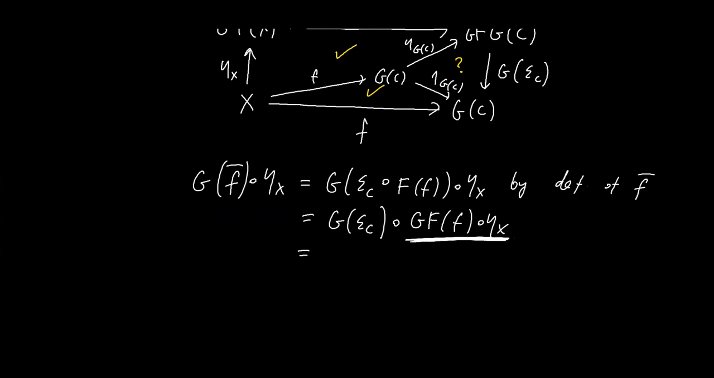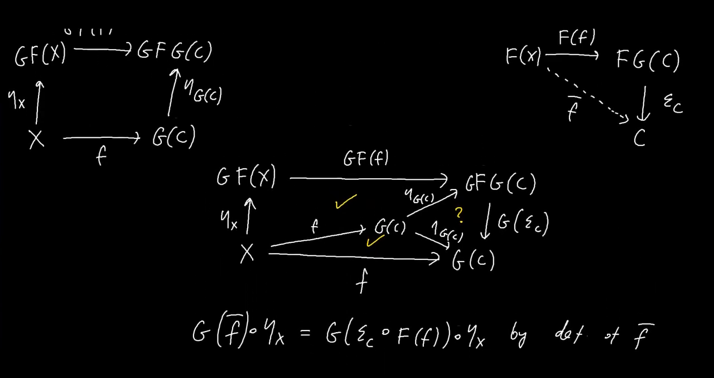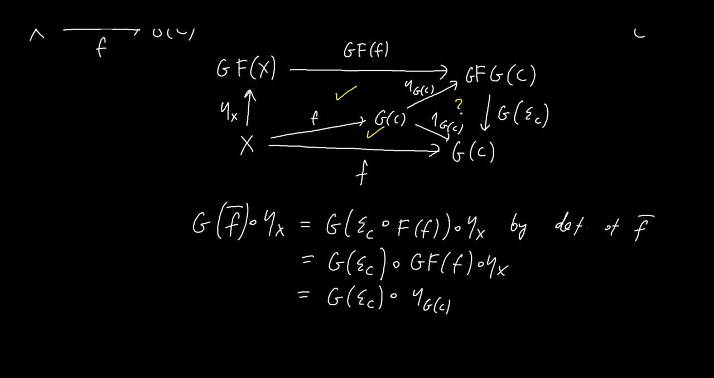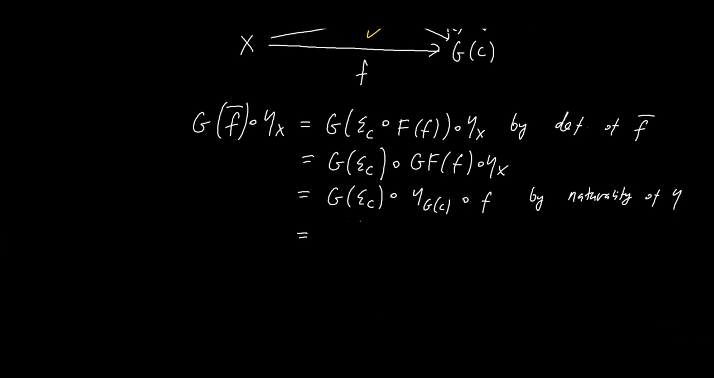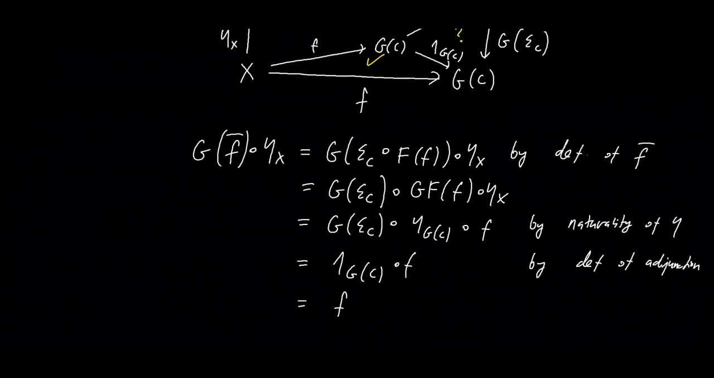So now we compose the things on this side here, and there we use naturality of eta to say that, okay, that composite must equal what we had there. So eta G of C composed with F. So this is by naturality of eta. And then this composite is actually identity of G of C. And that's by definition of adjunction. And then that equals F, which is exactly what we wanted to prove, right?